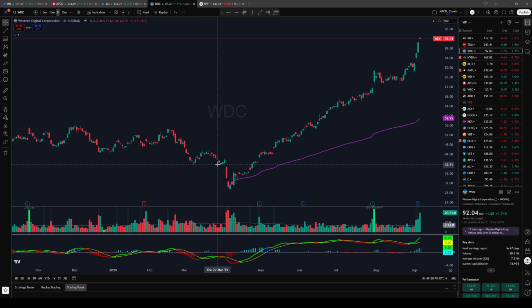If pullbacks stop above that anchored VWAP, buyers remain in control. So as you can tell, this was a major washout. It came down so much in just a short period of time. Buyers have been in complete control since here.